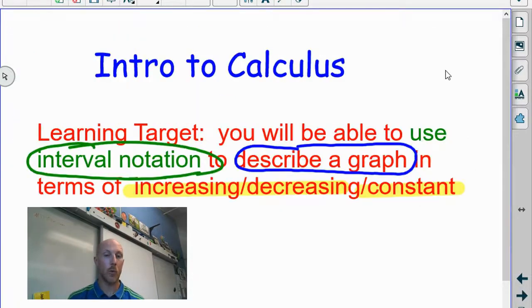Okay, today we're going to begin our intro to calculus. It's kind of a mini unit, and the first thing up is we're going to learn several different notations that are used in calculus and some ideas that go behind them. So today we'll be looking at interval notation. I'll use that to describe graphs in terms of whether the graph is increasing, decreasing, or constant, just like we saw in the do now.